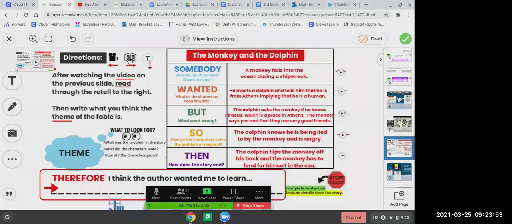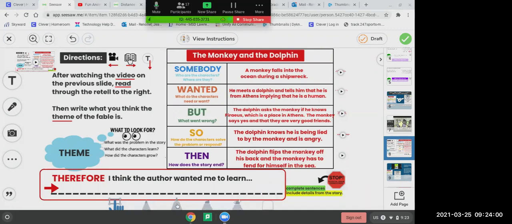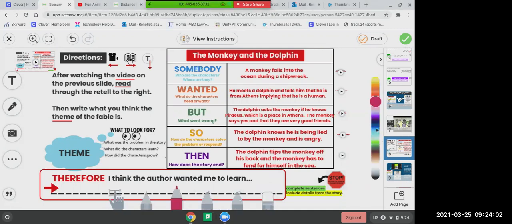After you listen to the video on slide number 7, we're going to go through the somebody wanted, but, so, then of the monkey and the dolphin. So let's start with the somebody, which is identifying our characters and where they are. Remember, Miss Thaxton gave us some questions like, who are the characters? Where are they? So this is an example of a completed plot retell.